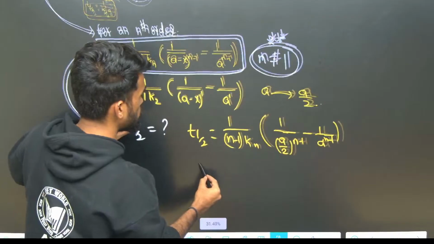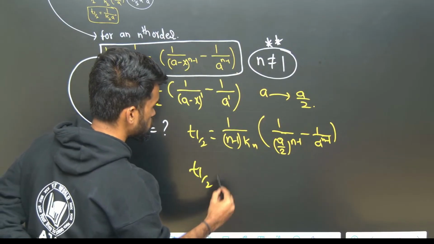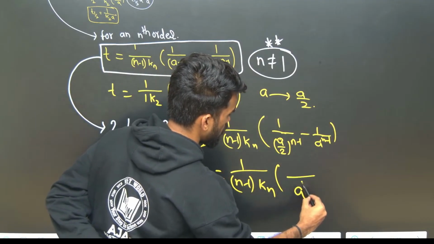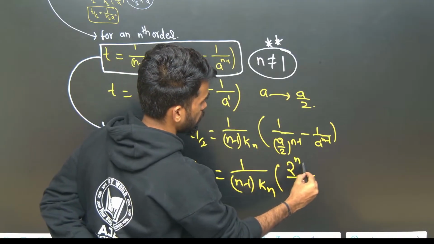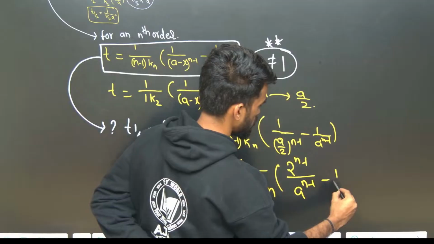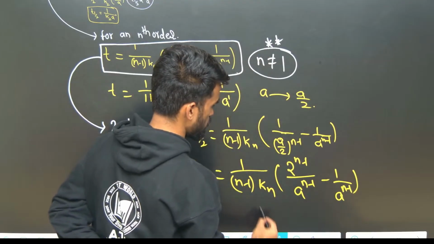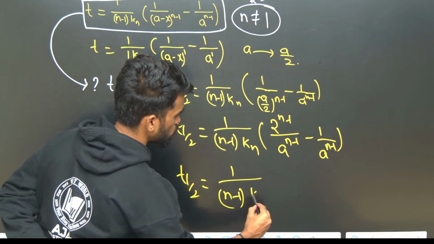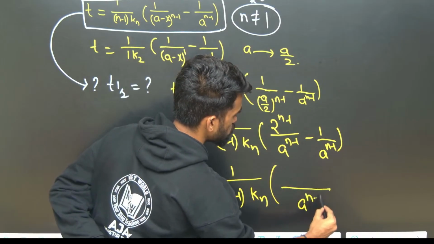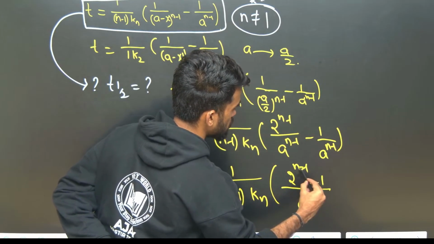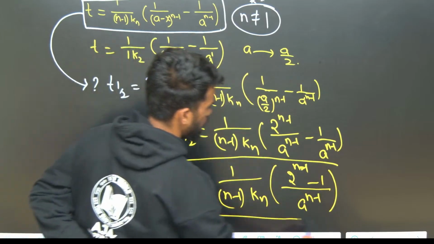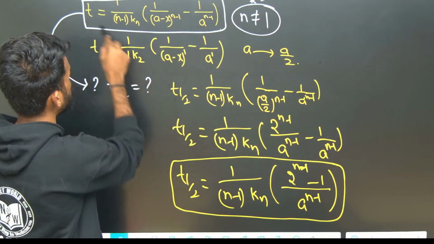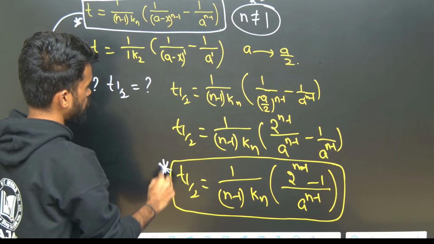So then next, how can you simplify this? T half equals 1 by n minus 1 kn, and you can write this as a power n minus 1, 2 power n minus 1, like this. Okay, and here a power n minus 1. See, the denominator is the same now. So you are going to get t half equals 1 by n minus 1 into kn, here a power n minus 1, 2 power n minus 1 minus 1. This is the t half of any nth order reaction, not for first order reaction. Okay, remember these two things. These are the generalized formulas, very important. Okay, you should remember.